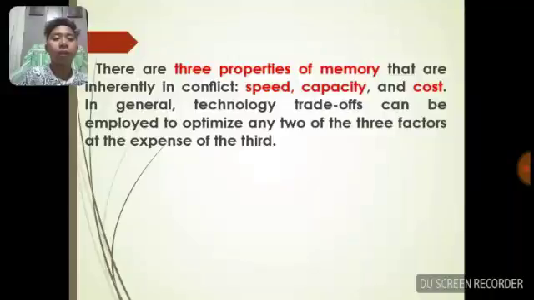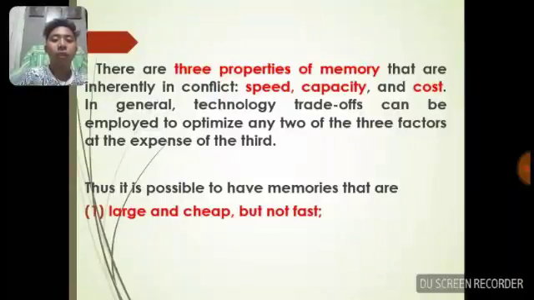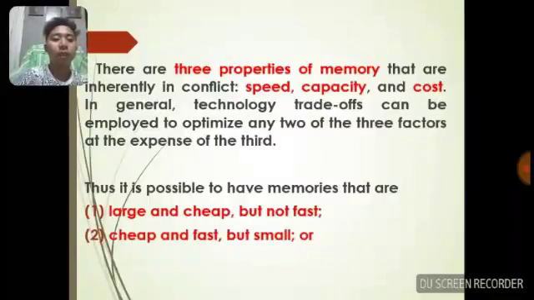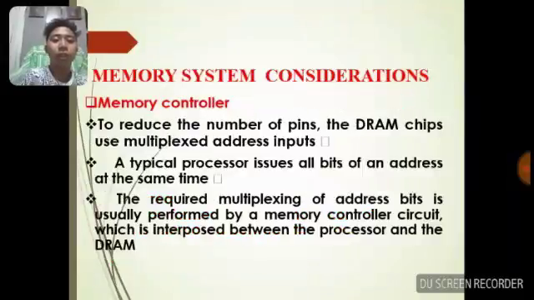There are three properties of memory that are inherent: speed, capacity, and cost. In general, technology trade-offs can be employed to optimize two of the three factors at the expense of the third. Thus, it is possible to have memories that are large and cheap, but not fast, cheap and fast, but small, or large and fast, but expensive.